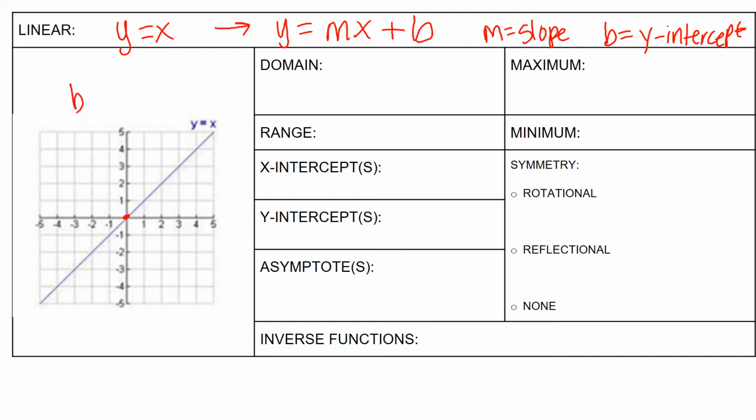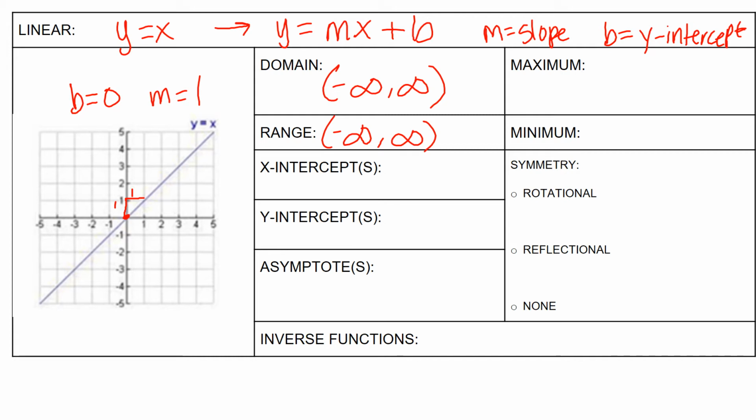So for the parent function, b equals 0, and my slope, my rise over run, equals 1. Do you see that? Okay? So the domain of this function, is it going on forever? Yeah, right? So I'm going to just write from negative infinity to positive infinity. Is the range going on forever? Yeah. Negative infinity to positive infinity.